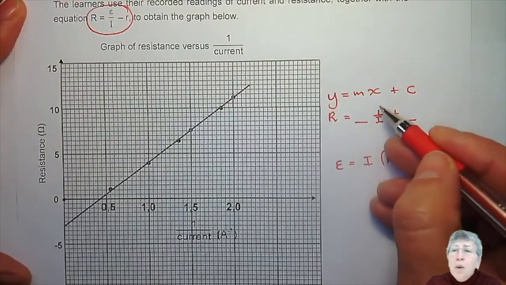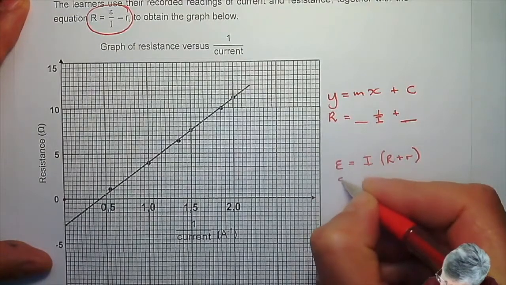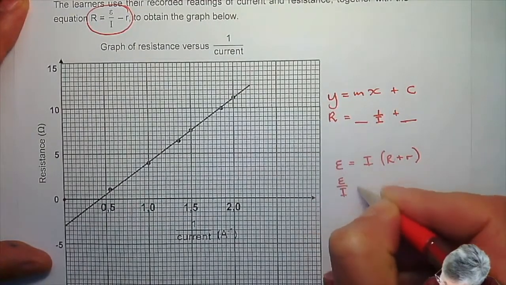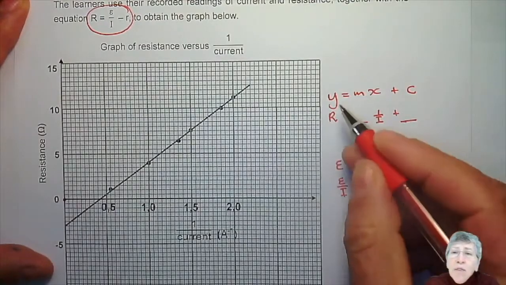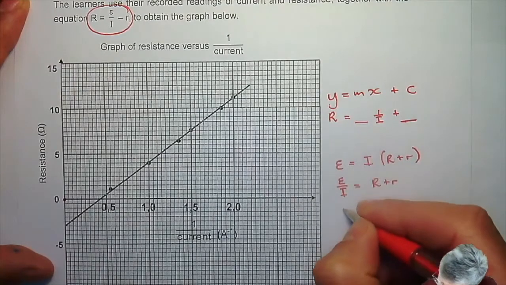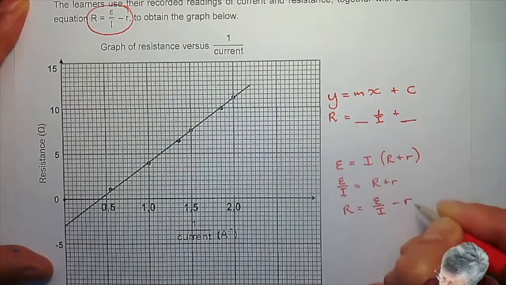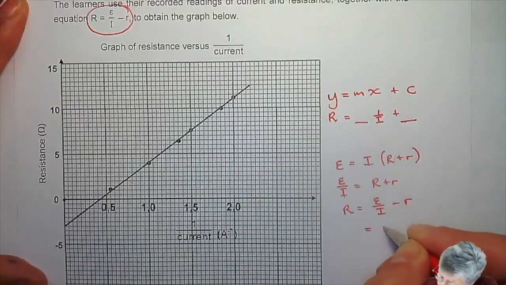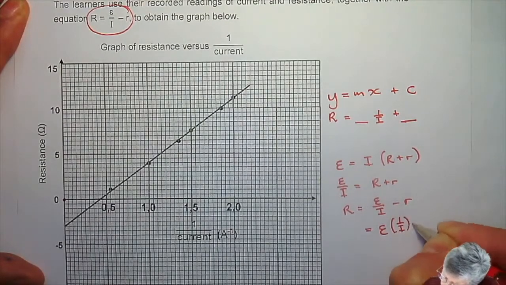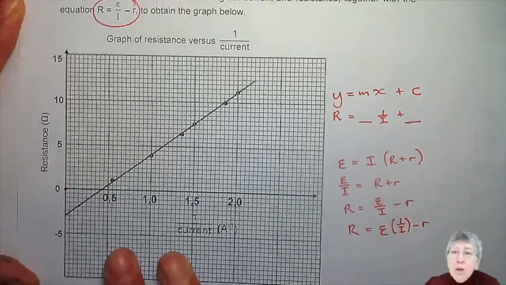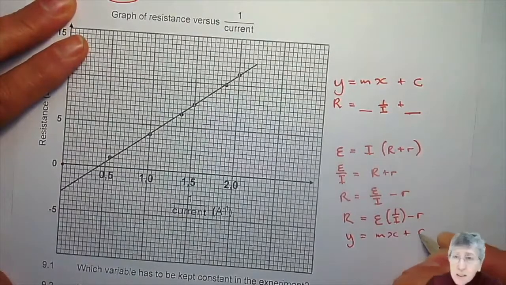First off, I need 1 over I, so I'm going to divide by I on both sides, and I end up with EMF divided by current is equal to R plus r. Then I want to write it with R in front so I can have my y-axis there. So R will be equal to EMF over I minus r, or you can rewrite it to see it better: EMF times 1 over I minus r. And the moment that you do that, we've got it in the y equals mx plus c form.